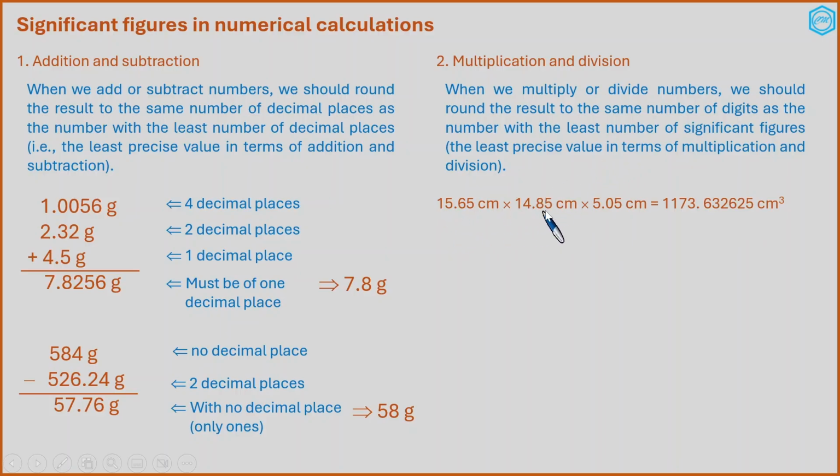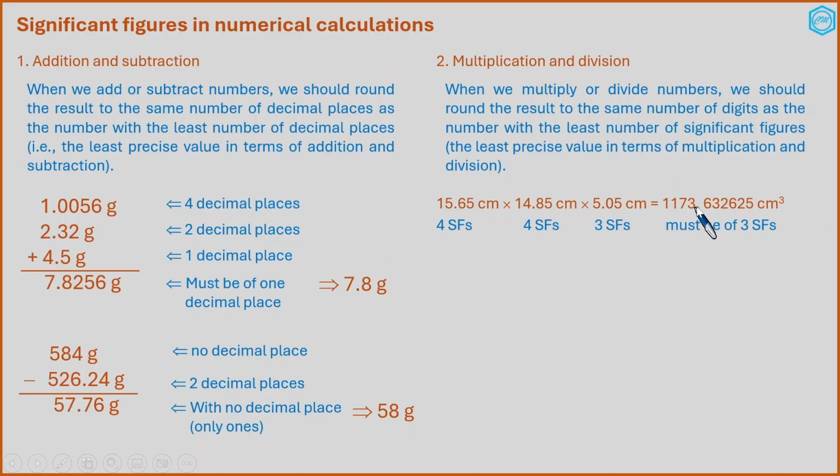For example, consider this multiplication: 15.65 centimeter multiplied by 14.85 centimeter, again multiplied by 5.05 centimeter. This is the result. So it is centimeter cube. The first value has 4 significant figures, second 4, but the third has only 3 significant figures. So the result must be in 3 significant figures.